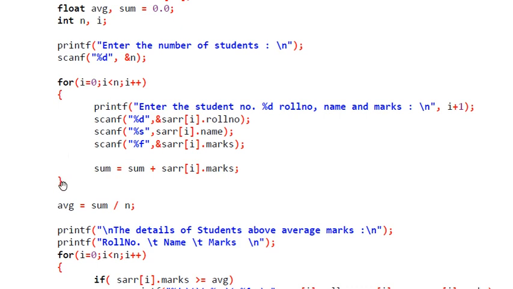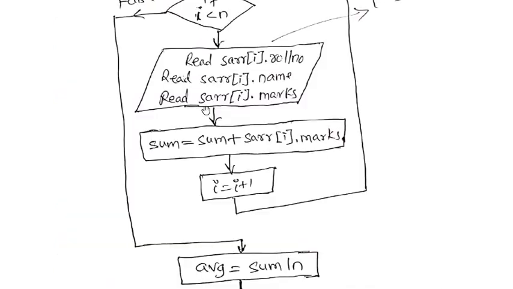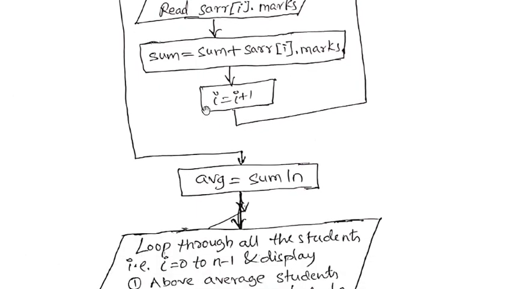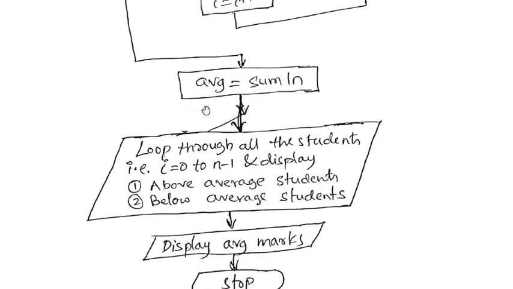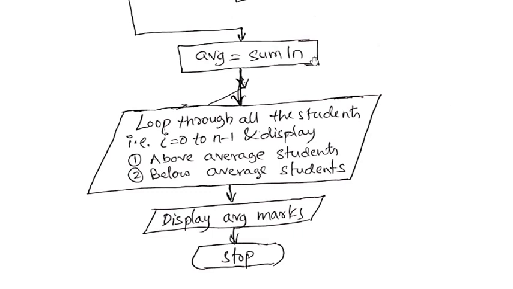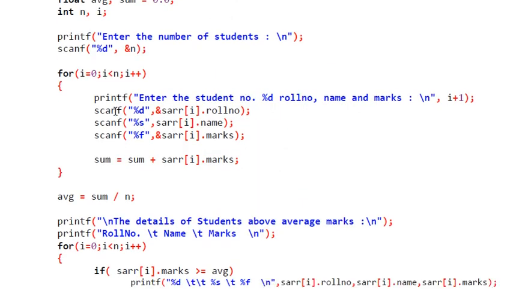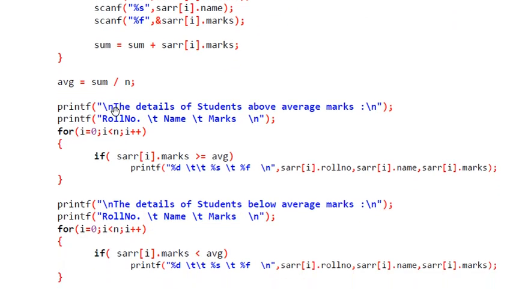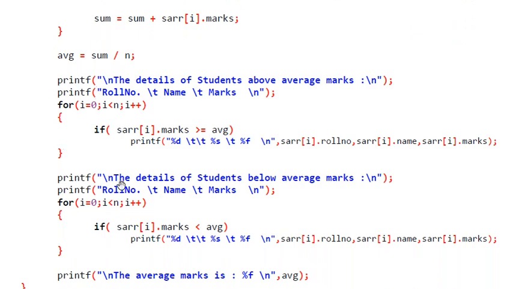So after the execution, if this condition is false, it will directly come here. That is what is shown in the flowchart. We calculate the average value, AVG is equal to sum divided by n. You need not specify all these loops here; just say all of this summed up together: display the students above average marks and display the students below average marks. That is sufficient for the flowchart.